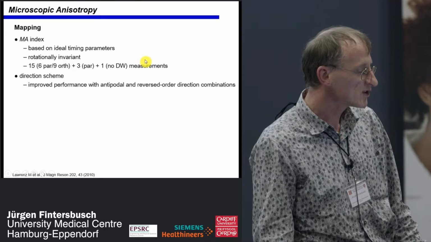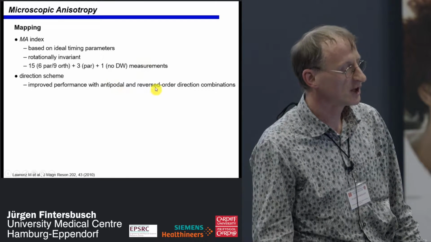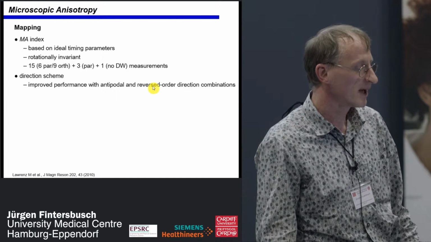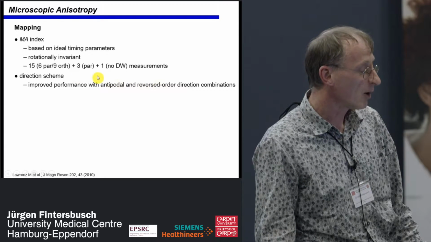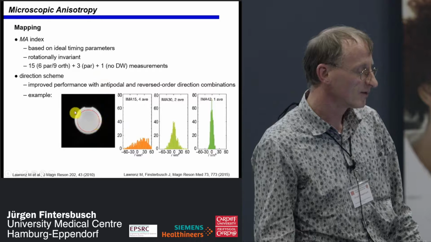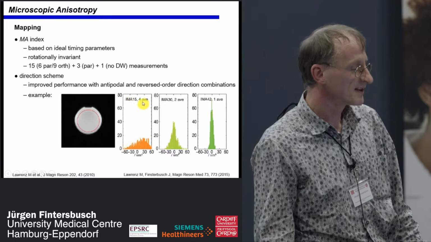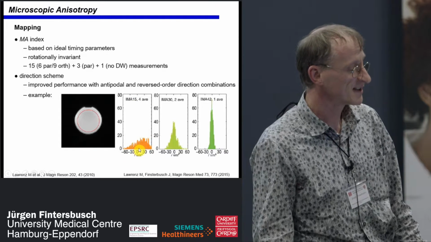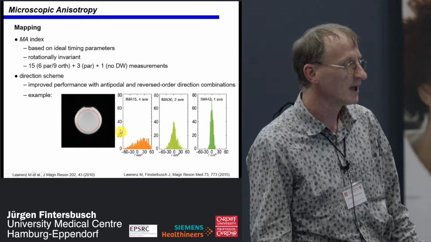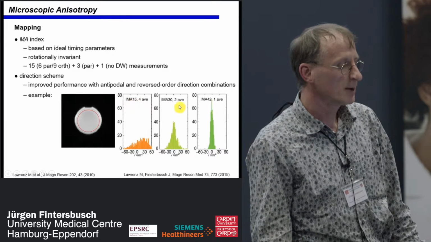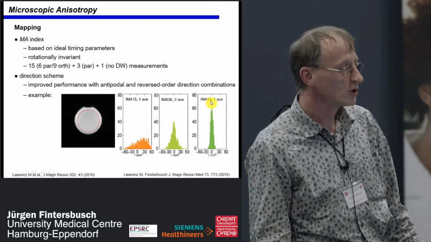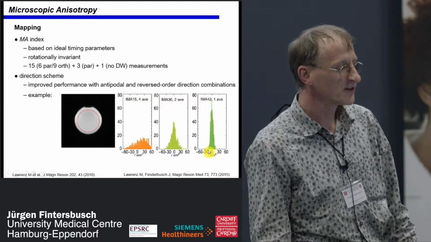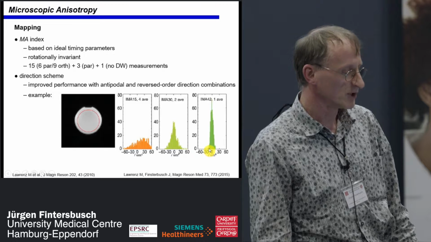Including antipodal combinations and reversed order direction combinations can improve the data quality considerably, because eddy currents and background gradients and so on are averaged out. This can be seen for the phantom here, a fluid that has no anisotropy. If you just have the simple scheme, you can see there's a broad distribution of values, and it's not centered at 0 where it should be for the isotropic phantom, for an average of 15 direction combinations. But if we go to a direction combination scheme with 42 combinations with just 1 average, so fewer acquisitions than here, we can see it's again centered around 0, and the variability is considerably reduced, although we have fewer acquisitions.